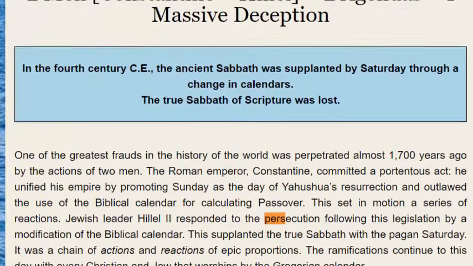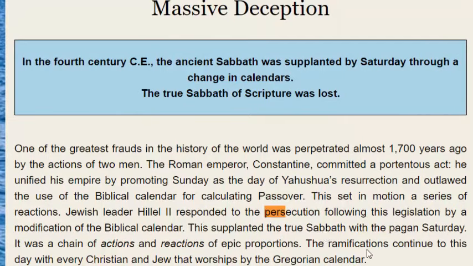While we're on this website, let me come back to the very first paragraph, which says, "One of the greatest frauds in the history of the world was perpetrated almost 1700 years ago by the actions of two men. The Roman Emperor Constantine committed a pretentious act. He unified his empire by promoting Sunday as the day of Yehoshua's resurrection and outlawed the use of the biblical calendar for calculating Passover." So this is actually what happened to the sacred calendar, and why many don't use it today is because of the actions of the Roman Emperor Constantine, who actually outlawed it.